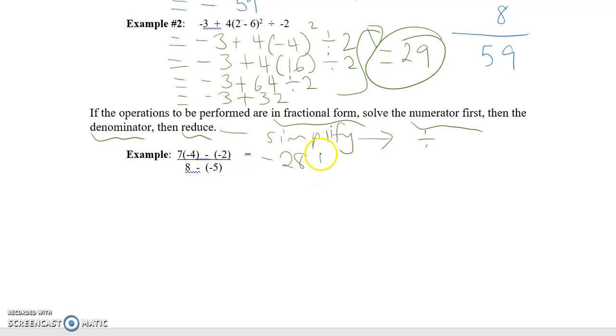Minus minus makes a plus, so that's going to be a +2 on the top. And on the bottom, I have 8 minus -5, which is 8 plus 5. So on the top, I have -26. On the bottom, I have 13. And that is -2, because when I do -26 divided by 13, remember the fraction means divide, so it's important you remember that. And I've simplified it down.